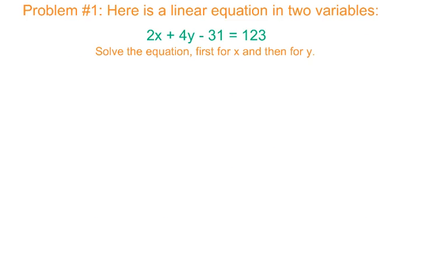Taking a look at the first problem, we have a linear equation that has 2 variables, both x and y. We have 2x plus 4y minus 31 is equal to 123. I'm going to show you how to solve the equation first for x and then for y. So I'd like you to pause the video and write down the equation above twice.